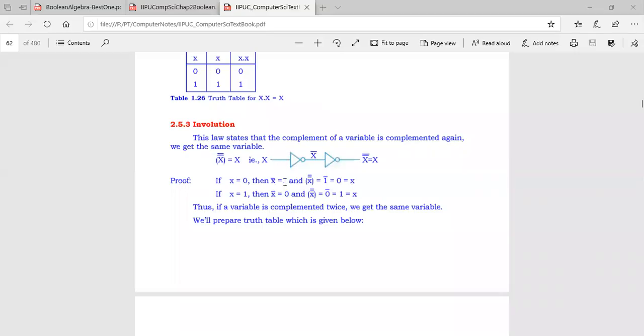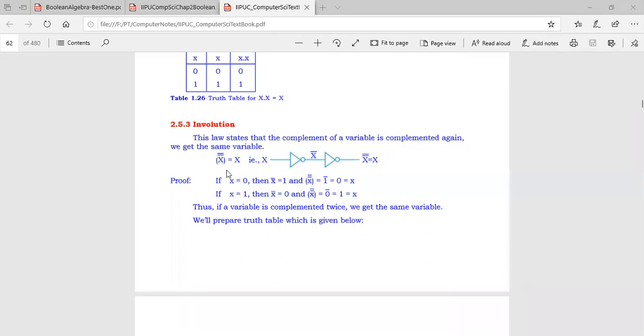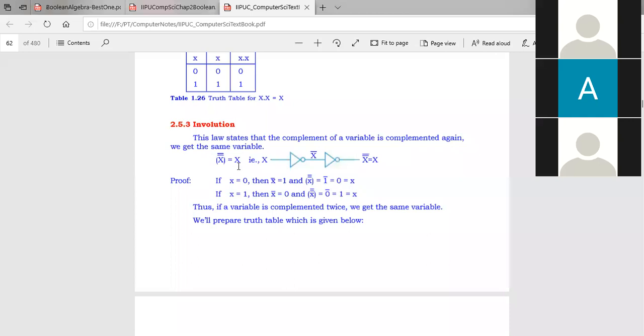Shall we go to the involution theorem? Involution theorem. This law states that the complement of a variable, when it is complemented again, gives the same variable. In other words, the complement of a complemented variable is the same variable. Are you getting it? The complement of a complemented variable is the same variable. So the expression is x complement. Can you see here? X complement whole complement is equal to x.